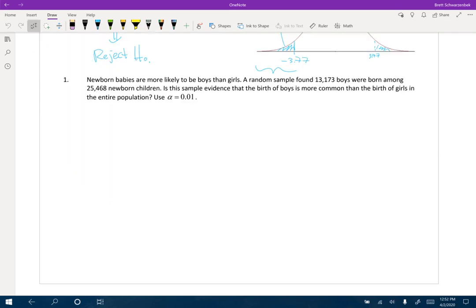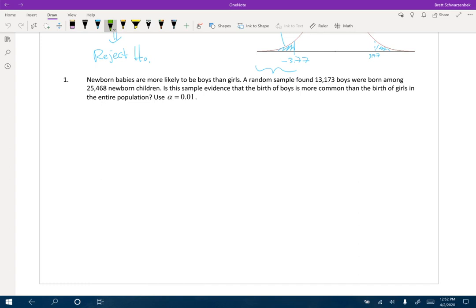Whenever they do proportion tests, every once in a while they get a little tricky, just because proportions kind of lend towards that, and I'll explain that in this problem. For number 1, it says newborn babies are more likely to be boys than girls. A random sample found 13,173 boys were born among 25,000+ newborn children. Is this sample evidence that the birth of boys is more common than the birth of girls in the entire population? All right, so what is weird about this?